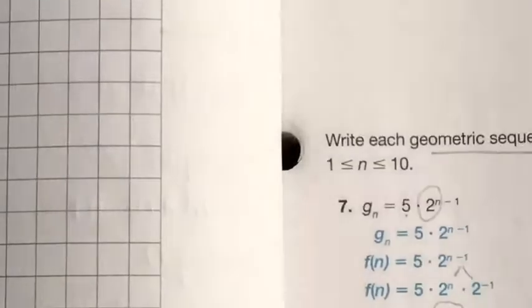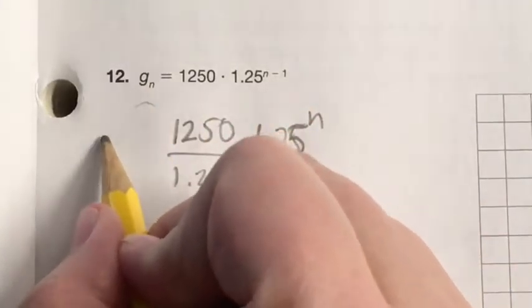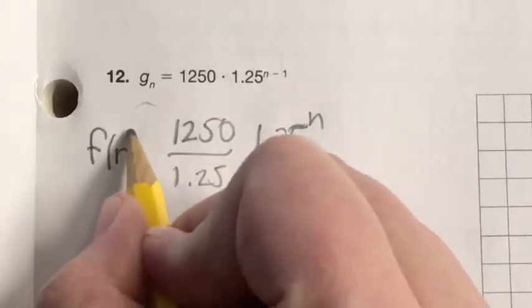So let's do, like number 12. See how the first, now, so we're going to put f of x, or f of n.